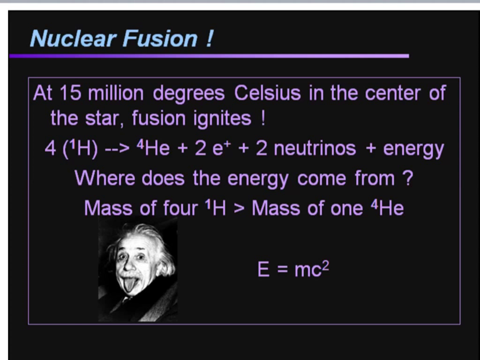So this is what Einstein showed as well. So at 50 million degrees, which is about 5 million Kelvin, at the center of the star is where you get fusion. And here is his equation. So when you get 4 hydrogen together, you yield 4 helium and some excess energy.